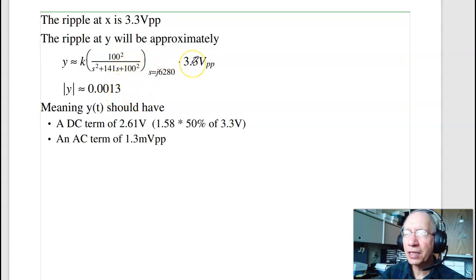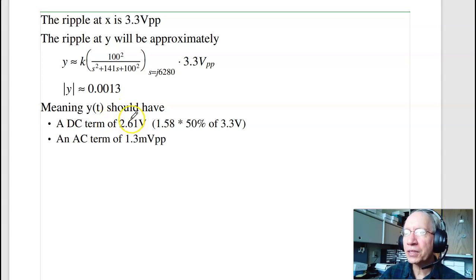And if I do that, I'll have a ripple. Plugging in 1 kilohertz, with my input a 3.3 volt peak to peak square wave, sine wave at 1 kilohertz, the output should now be 1.3 millivolts, about 50 times better. So Butterworth filters are far better, a little more complicated, but much better.